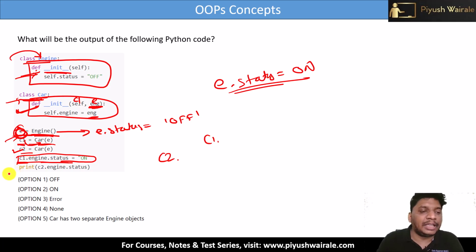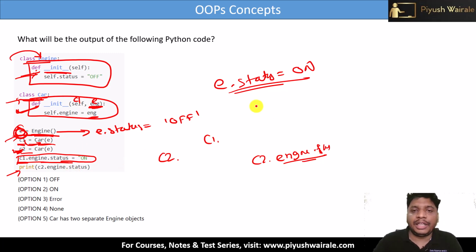Now what happens at this line number? We are printing C2.engine.status here. What is C2? C2 is basically again that engine.status. What is the value of this engine.status? That will get printed here. But already if you observe, E is basically this Engine class, right? And the status is basically what got updated in the previous line, that is on here.